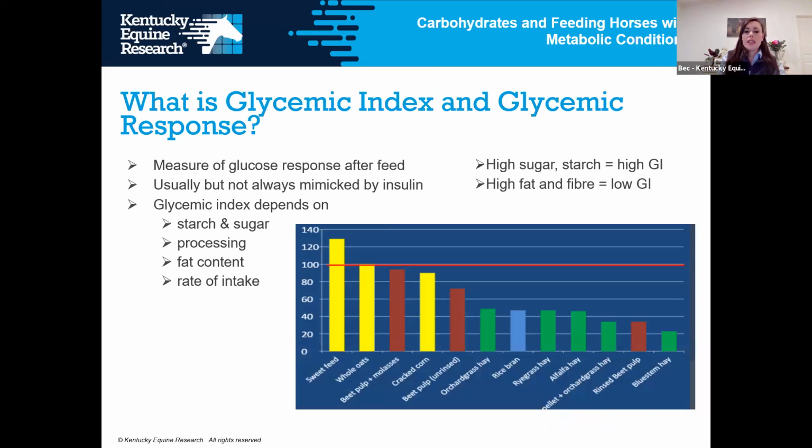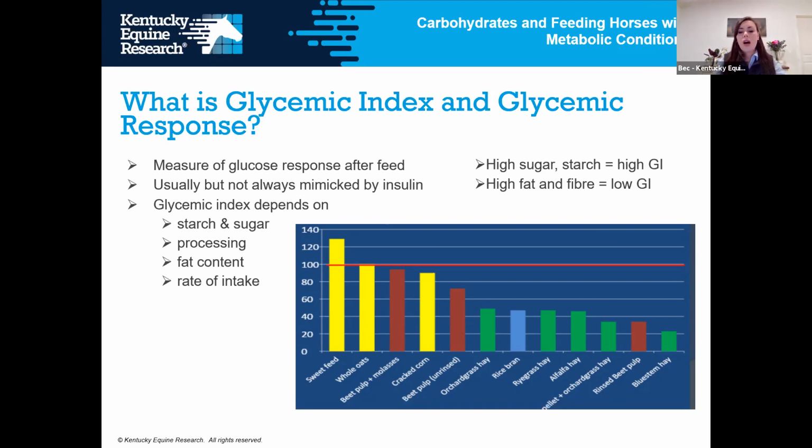So what exactly is glycemic index and glycemic response? You're going to hear us talk about this a little bit. This is really the measure of glucose response in the body after a feed. This is not always mimicked directly by insulin, and it's really dependent upon the level of starch and sugar in the feed, the processing technique that the raw material has undergone, the fat content of the ration, and of course the rate of intake.